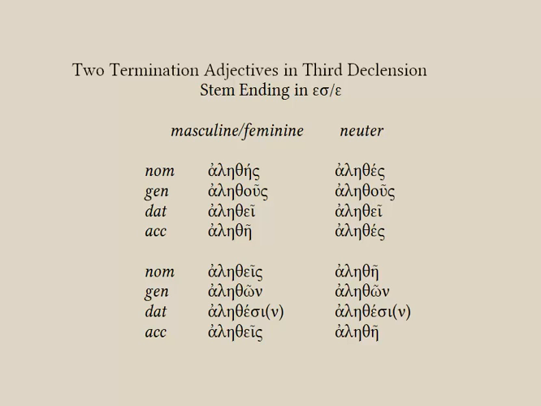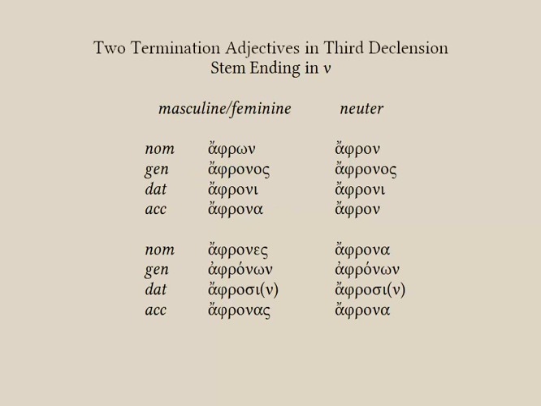And as always, the context and the lexicon will help you sort out any questions you have about what form you have in the text. And there are also the web resources of Perseus and Bible Hub that we looked at in an earlier video, which will help you sort out the parsing at least. Now after that complex pattern, let's look at another 2 termination adjective pattern that's a bit easier. Notice that this one has stems ending in nu.